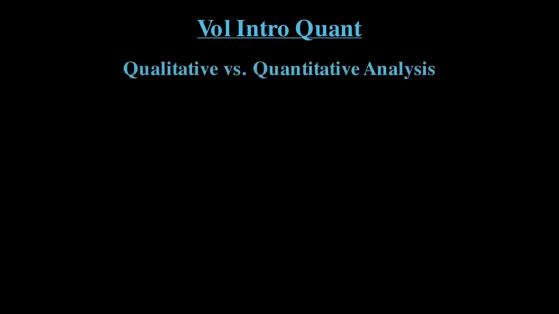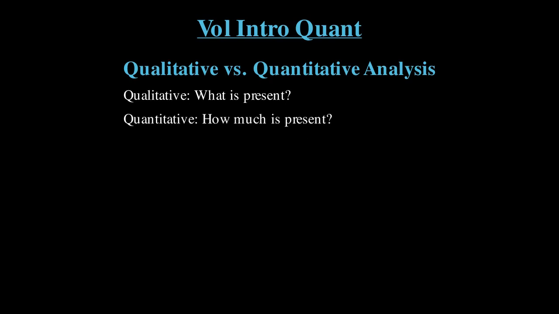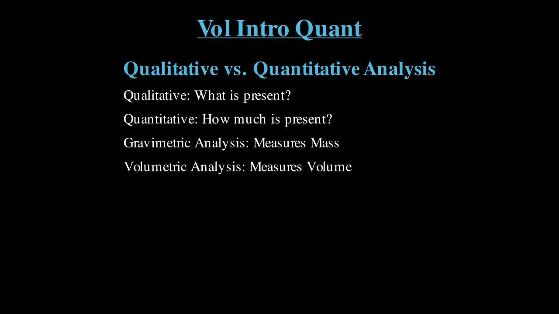In chemistry, we often need to know not just what substances are in a sample, but also how much of each is present. This is the difference between qualitative and quantitative analysis. Qualitative analysis identifies the components, answering the question, what is there? Quantitative analysis, on the other hand, measures the amount, answering how much is there. There are 2 main methods for this: gravimetric analysis, which measures mass, and volumetric analysis, which measures volume. In this video, we'll focus on volumetric analysis, a powerful technique that uses a process called titration.